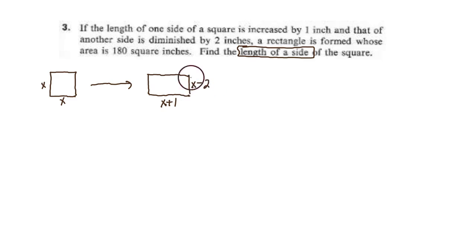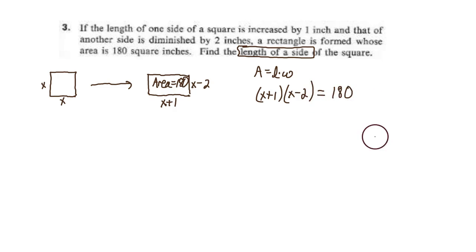We're given the area of this new rectangle. We're told that that area is 180 square inches. And we know the math formula area equals length times width. So with that math formula, we can create our equation. Take the length, x plus 1, multiply by the width, x minus 2, and that's equal to the area of 180. Now we need to solve this equation using algebra techniques that we know.